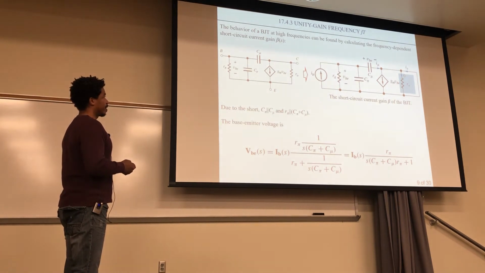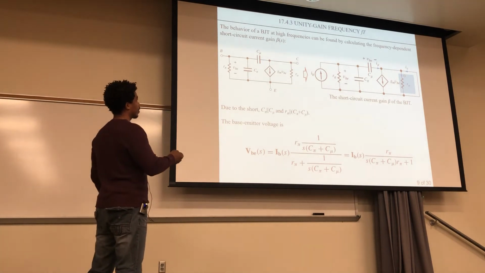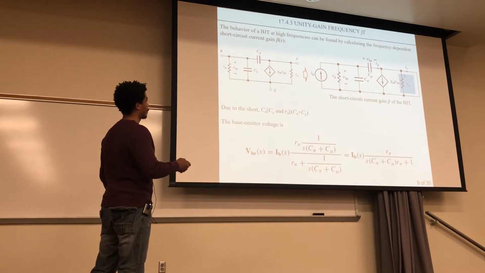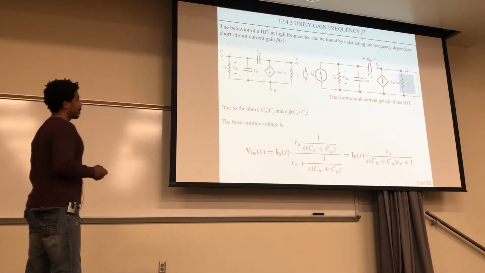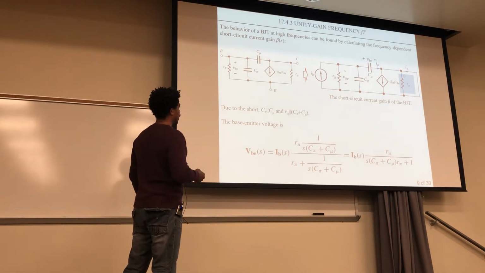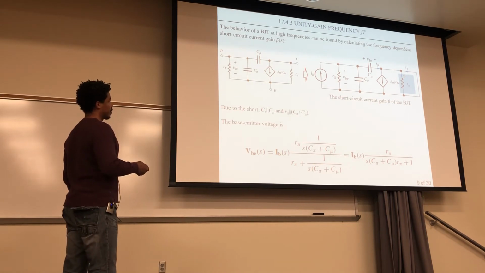You can see that. And so the base emitter voltage, BE, by voltage division, is this IB right here times this right here. So it's this resistance in parallel with this. So it's that times that divided by that plus that. Okay, and you can multiply top and bottom by this factor right here to get this expression.